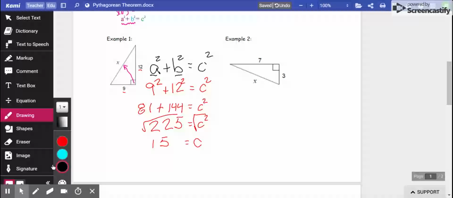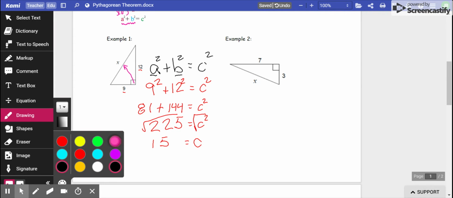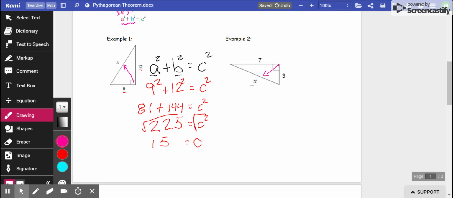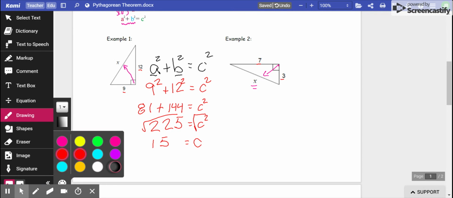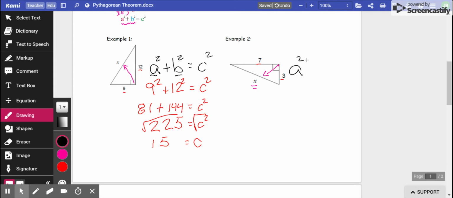Example 2 works out exactly the same way. As you can see, across from the right angle is the hypotenuse, meaning that 7 and 3 have to be the legs. First, let me write the Pythagorean theorem: a squared plus b squared equals c squared. A and b have to be the legs, so it's going to go 7 squared plus 3 squared equals c squared. Instead of c, I should be saying x, since they label it as x, but if you want to put it as c, that's fine as well.